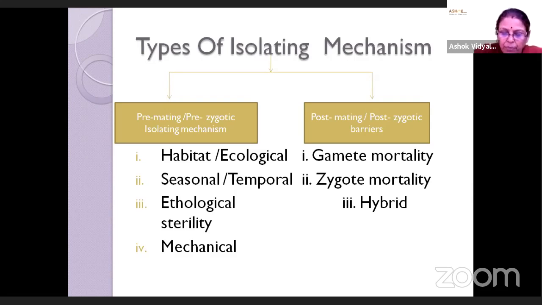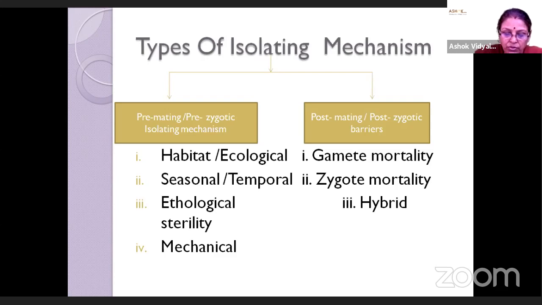Now, there are two types of reproductive isolation. I have shown you here, pre-mating and post-mating. Pre-mating is also called pre-zygotic isolating mechanism. The members of the population are isolated by habitat, that is ecological, and by seasons of maturity, which is seasonal or temporal.